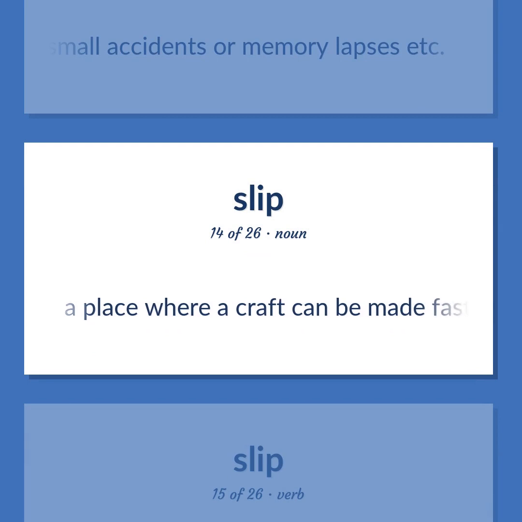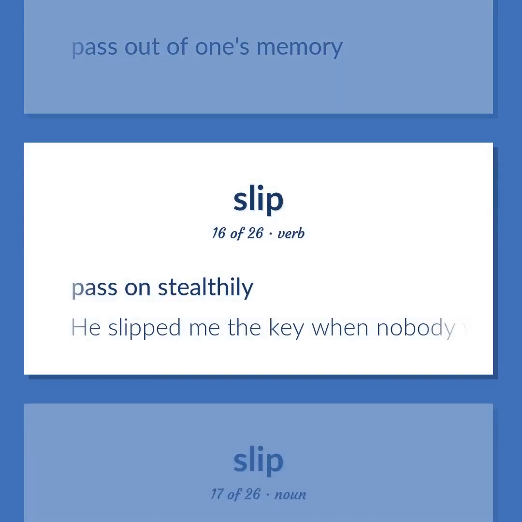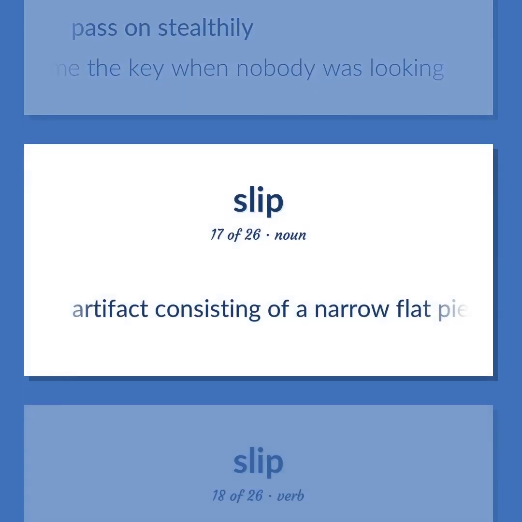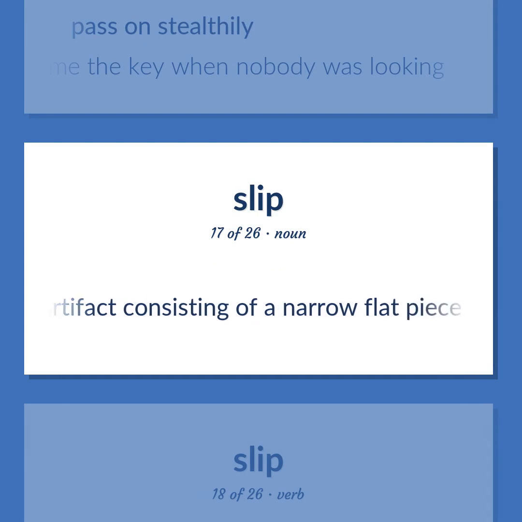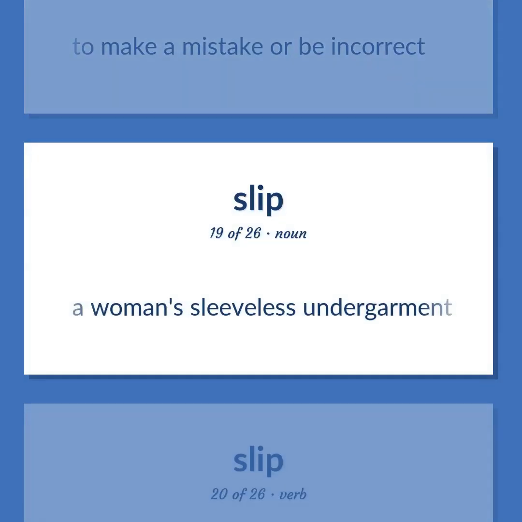A place where a craft can be made fast. Pass out of one's memory. Pass on stealthily. He slipped me the key when nobody was looking. Artifact consisting of a narrow flat piece of material. To make a mistake or be incorrect. A woman's sleeveless undergarment.